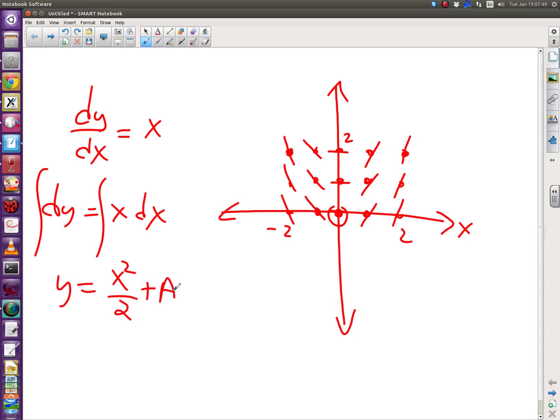Now, how do you resolve the constant? Well, it depends where you start. I started at 0, 0. So plug in 0 for x and 0 for y, and what's a got to be? It's got to be 0. So it is a parabola, isn't it? Yeah. Aha. Can you generate the same slope field on a calculator? Yeah, if you had to. What if it wasn't so easy?